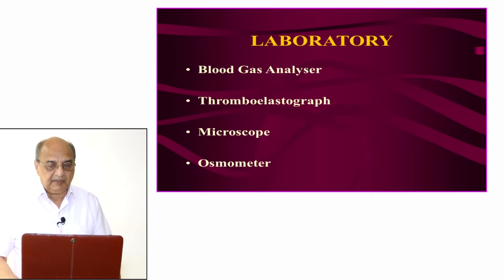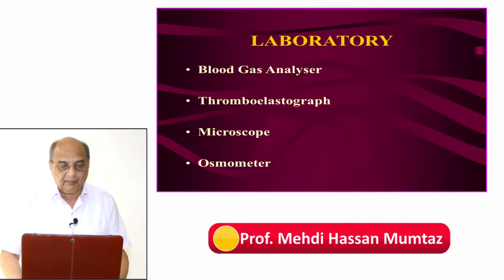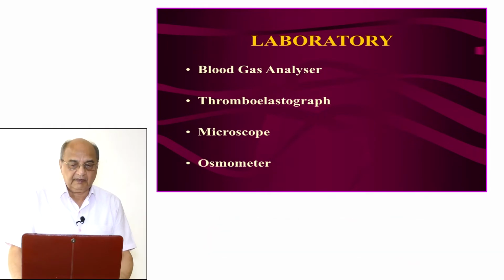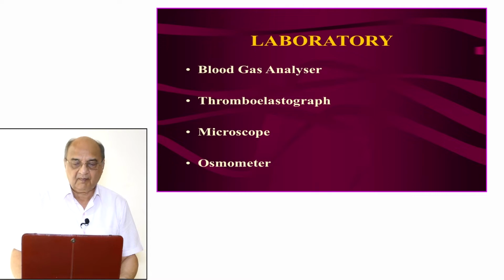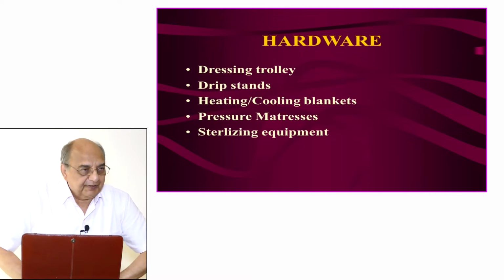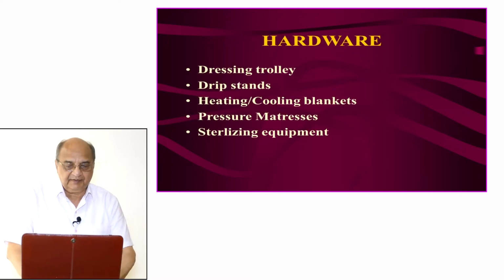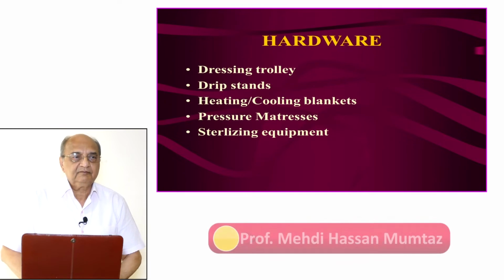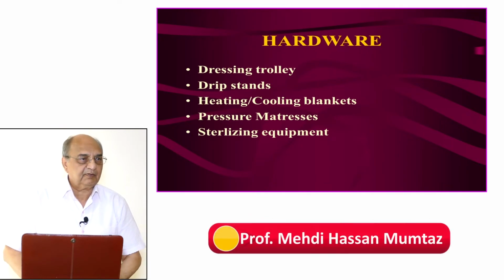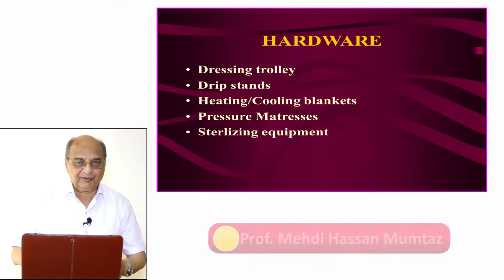Laboratory should have a blood gas analyzer, thromboelastograph, microscope, osmometer, in addition to general laboratory tests. Hardware should include dressing trolley, drip stands, heating and cooling blankets, pressure mattresses, and sterilizing equipment. It's almost one whole hospital in an intensive care unit.